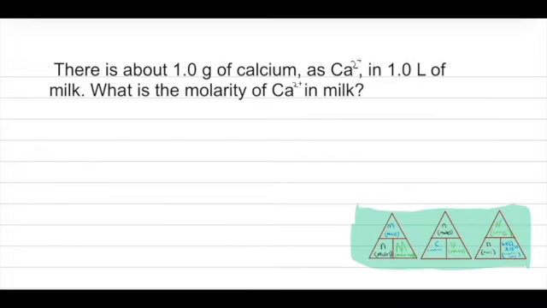That one was slightly harder than the first one. This one is, I would say, the same difficulty. We've got the triangles down here. If you want to pause, pause. If you don't, let's get to the answer. The question is, there is about 1 gram of calcium as Ca2+ in 1 liter of milk. What is the molarity of the Ca2+ in milk? We have the mass, we have the volume, and one thing to note is molarity usually means concentration.